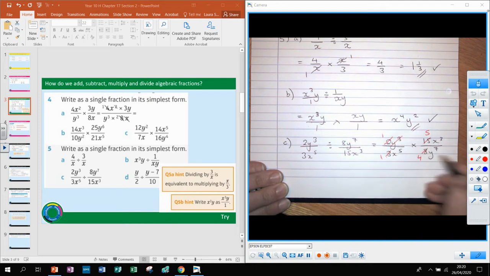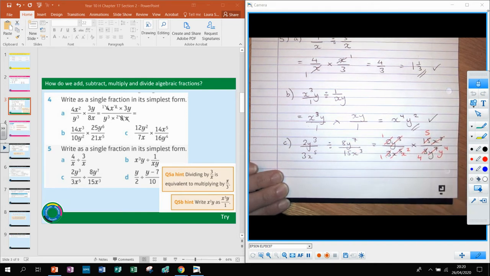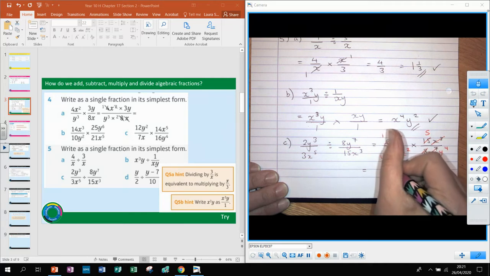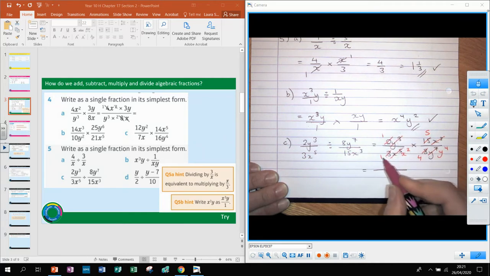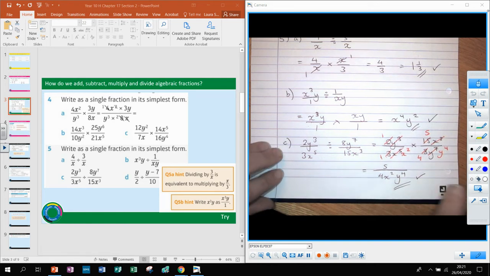Y to the 3 goes into y to the 7, leaving us with y to the 4. And x to the 3 goes into x to the 5, leaving us with x squared. So what do we end up with? We only have one left here. 1 times 5 is 5. Okay, and 1x squared times 4y to the 4 is going to be 4x squared y to the 4. And that is our final answer for that question.